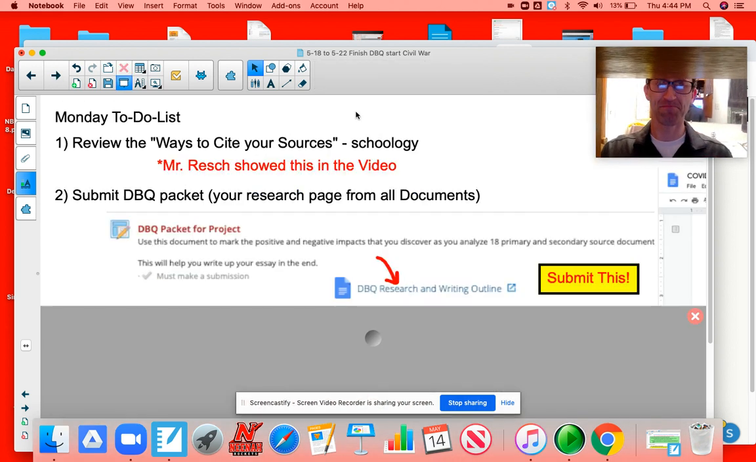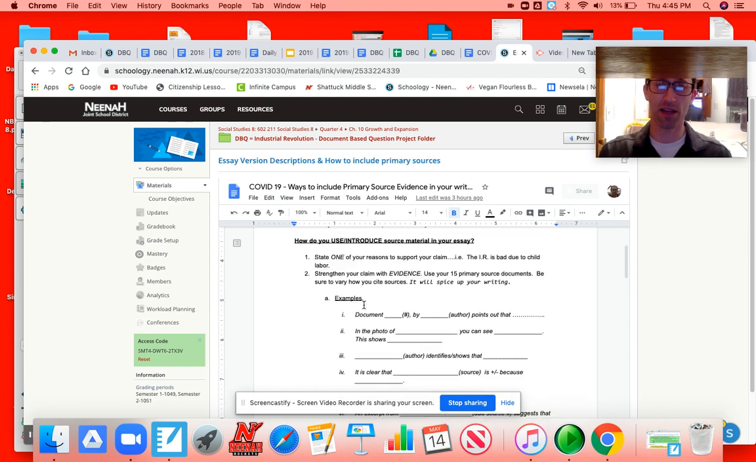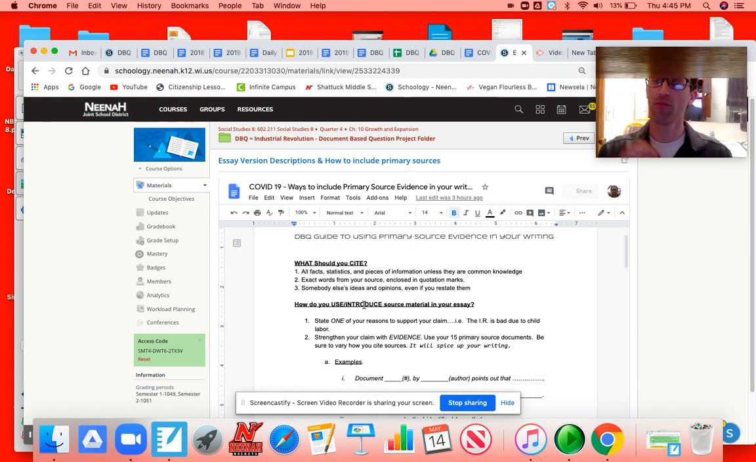Let's move on. Ways to cite sources. I've got a nifty little doc that I've shared with you. It's called Essay Version Descriptions, How to Include Primary Source Documents. You might find this very helpful. But what you need to know is that when you cite sources, you need to cite or give credit to all facts, statistics, and pieces of information that are not common knowledge. Any exact words from sources should be enclosed in quotation marks. Anybody else's ideas or opinions should also be cited.